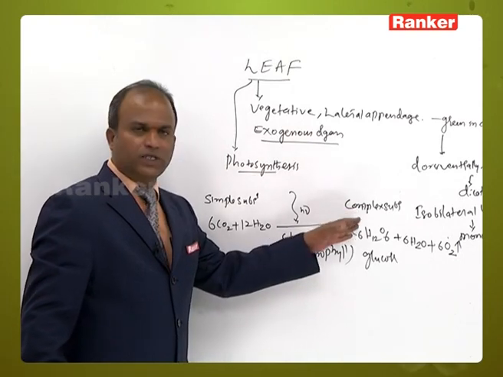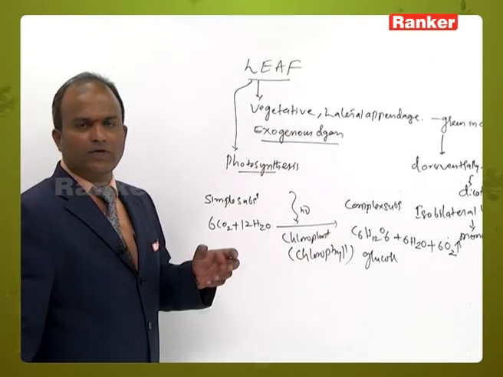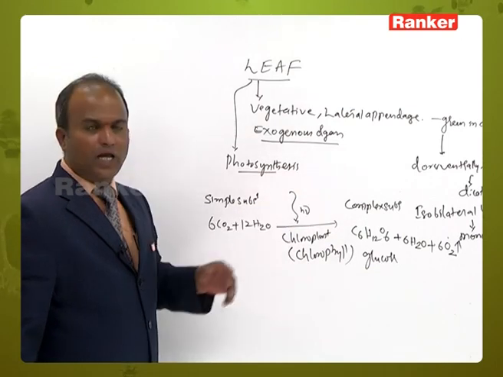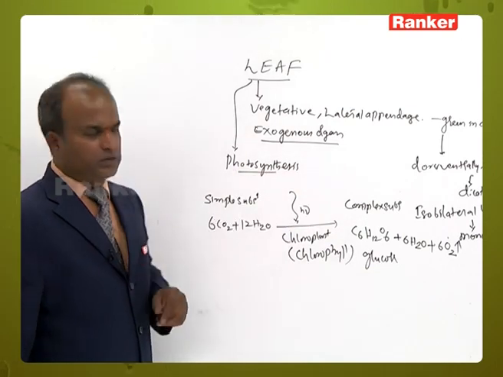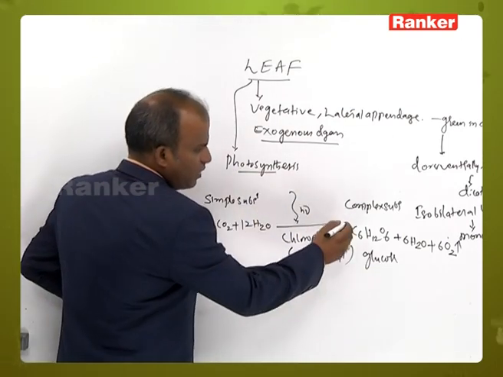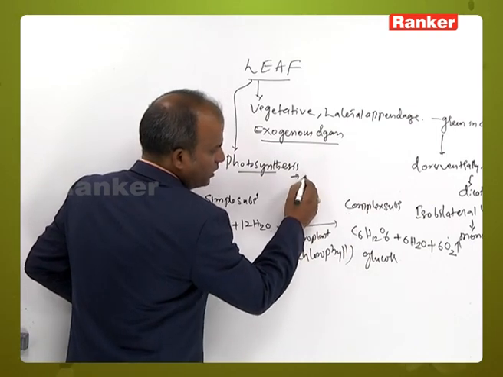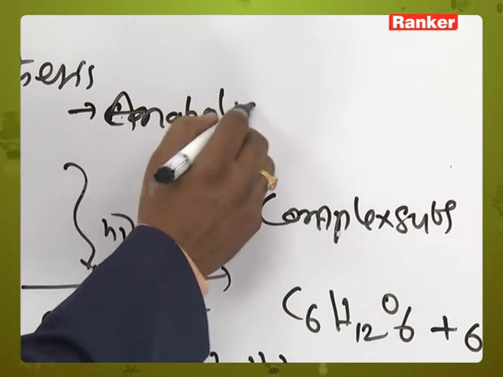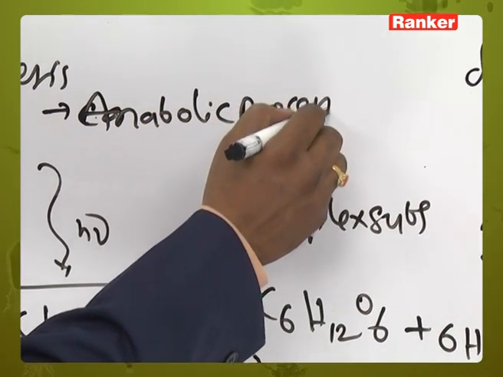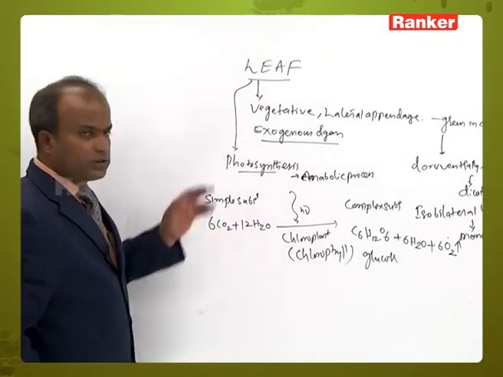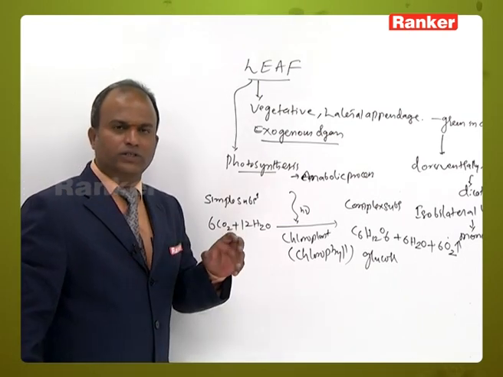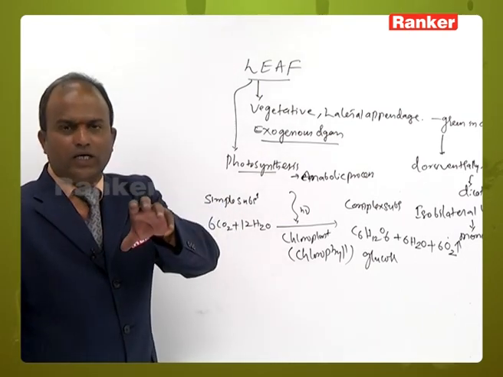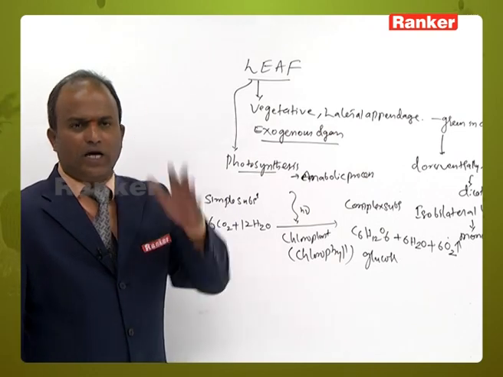Since these complex substances are produced, can we call this an anabolic process or a catabolic process? Here the complex substances are synthesized, so it is called an anabolic process.